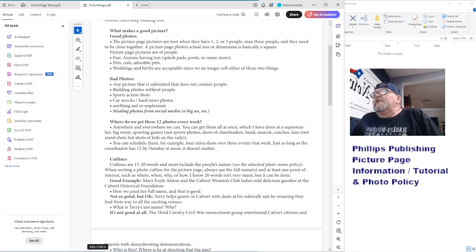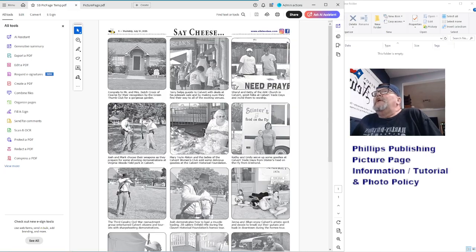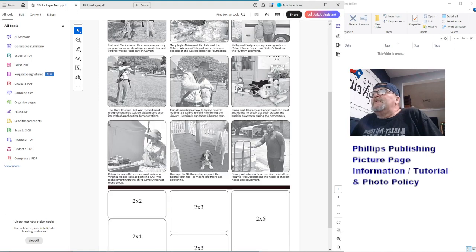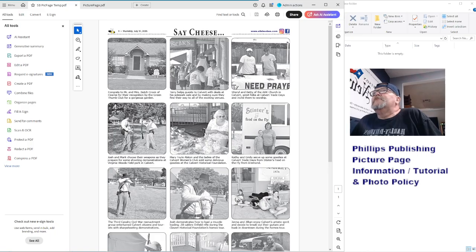Alright, not so good. I've used some examples here. So what's a good photo cut line? I think I used the one of the lady at Calvert. Right here, Mary. Okay? That's her name. That's what she's doing. You can see what's going on.